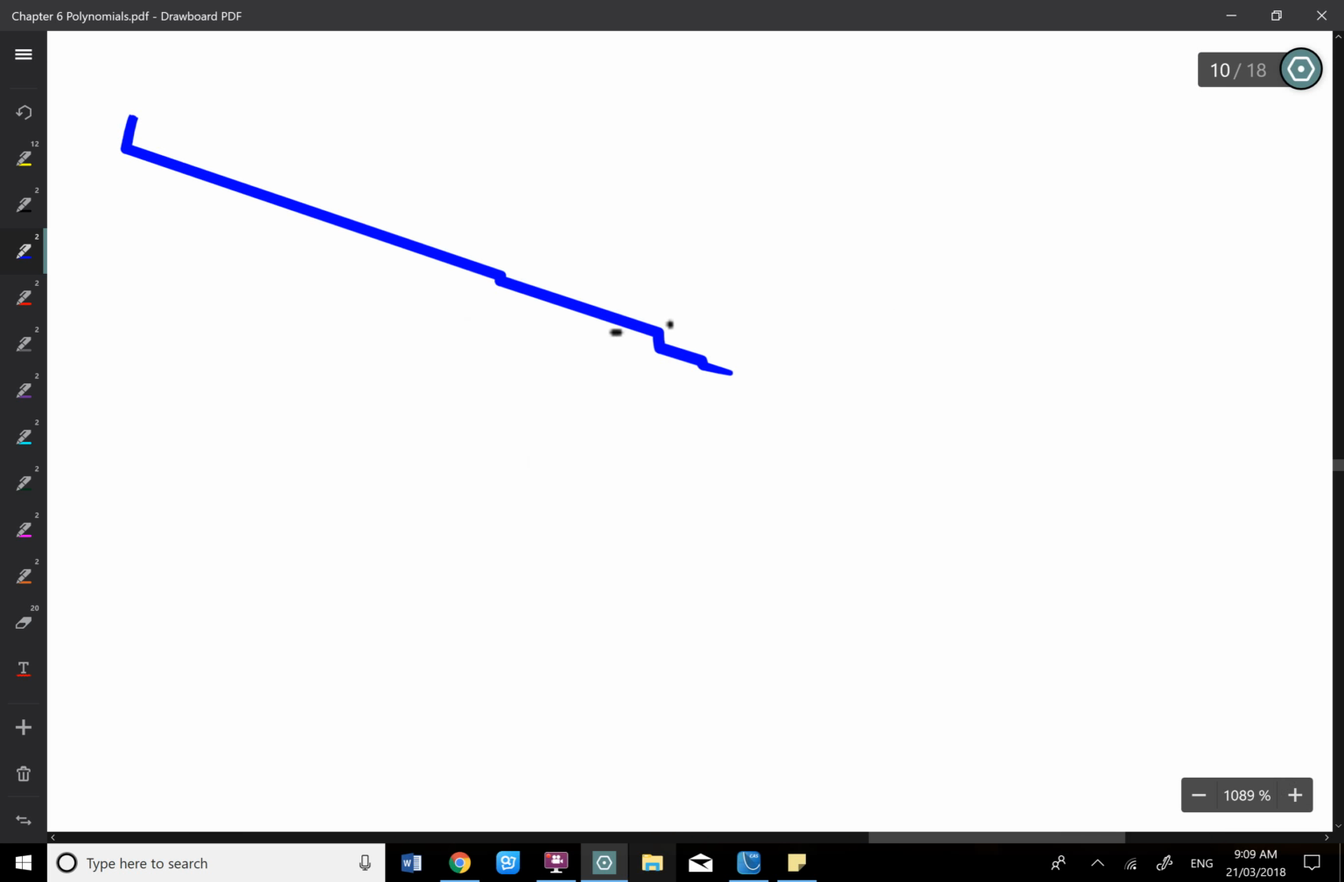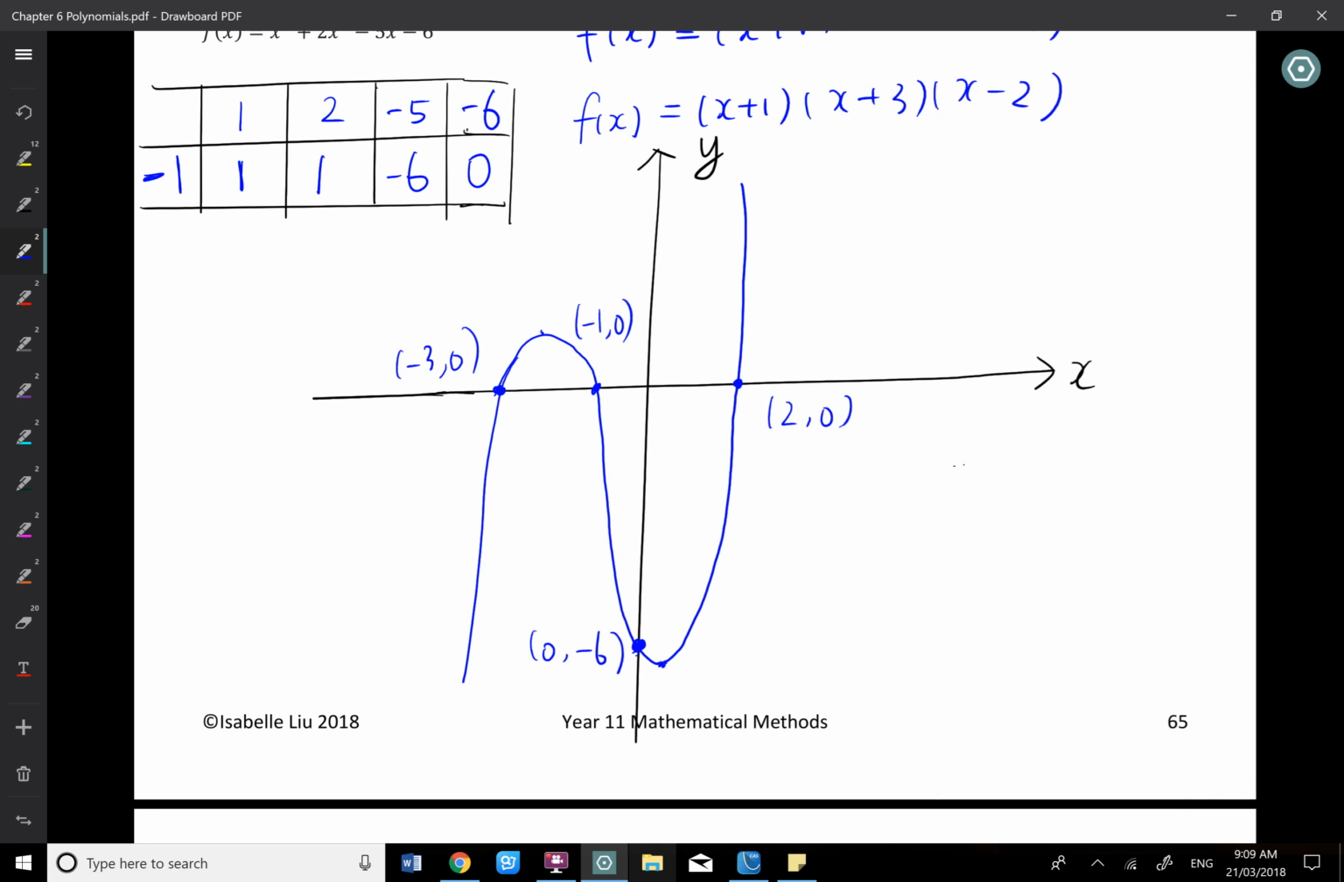That's 2, 0. So that's minus 1, 0. And that's minus 3, 0. And then we have 0, negative 6. This turning point and this turning point is not negative 2 and a half. Like, I don't know where it is. It can be 0.8. It can be like, that one can be negative 2 even. So it's not in the middle.